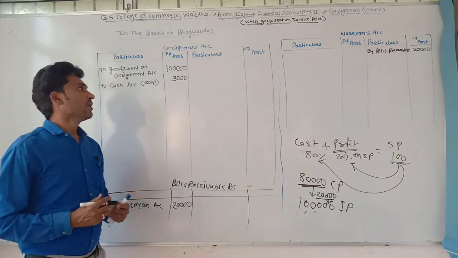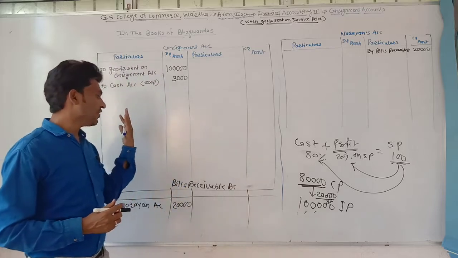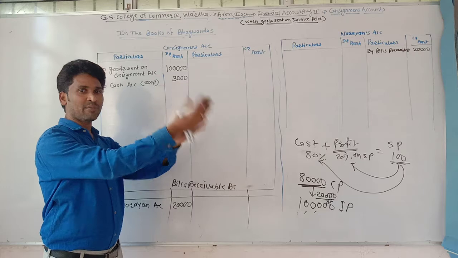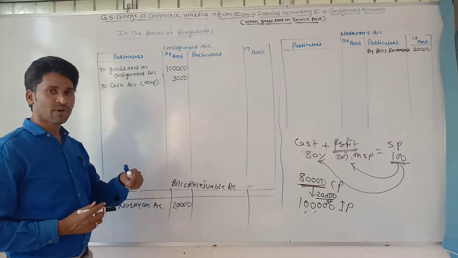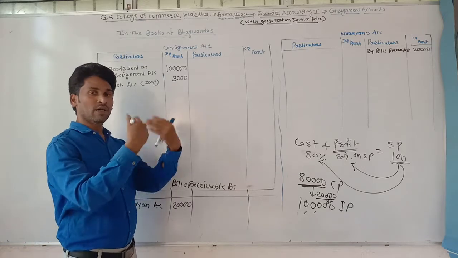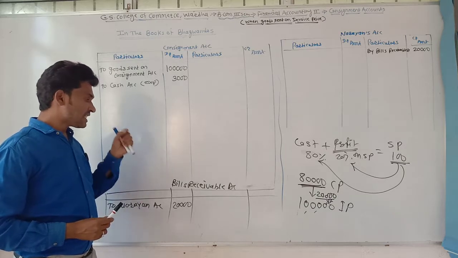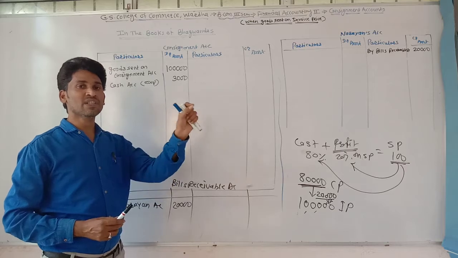Bhagwan Das received rupees 19,600. Bhagwan Das discounted the bill, which means it needed some money, so it gave that bill to the bank and took the amount from it. The bank deducted some amount and gave the remaining amount to Bhagwan Das. Bhagwan Das discounted that bill from the bank and got rupees 19,600.